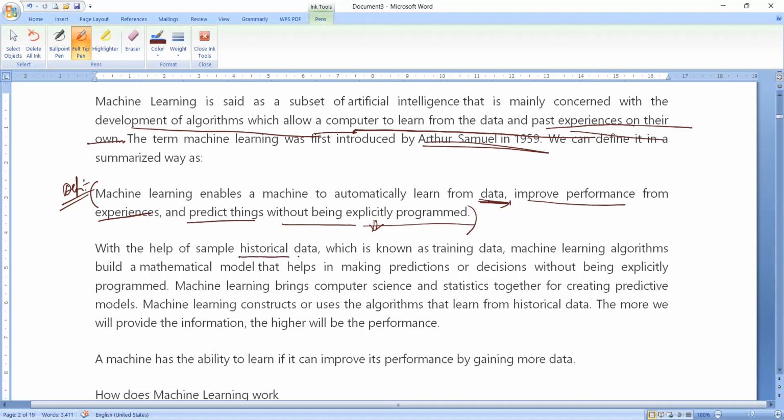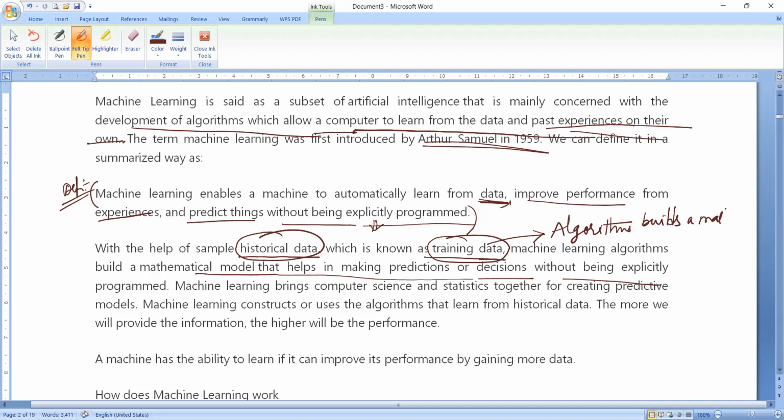With the help of historical data, which is known as training data, machine learning algorithms build a mathematical model that helps in making predictions and decisions without being explicitly programmed. So we have to train the system. Through the training data, algorithms will be developed, and the algorithm builds a mathematical model to make predictions or decisions. Machine learning brings computer science and statistics together.